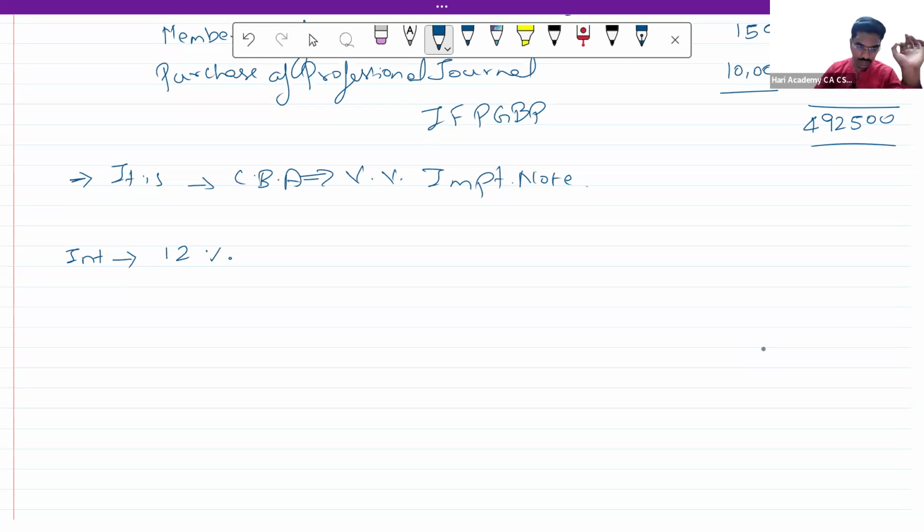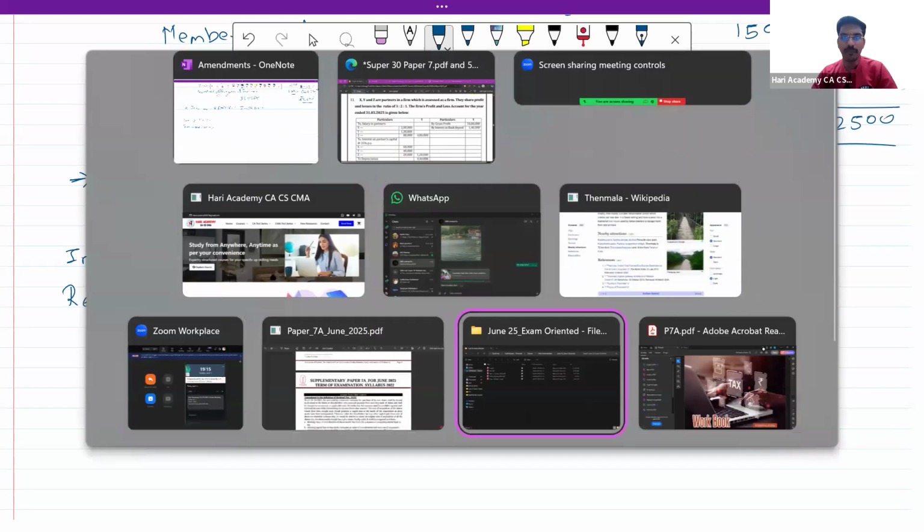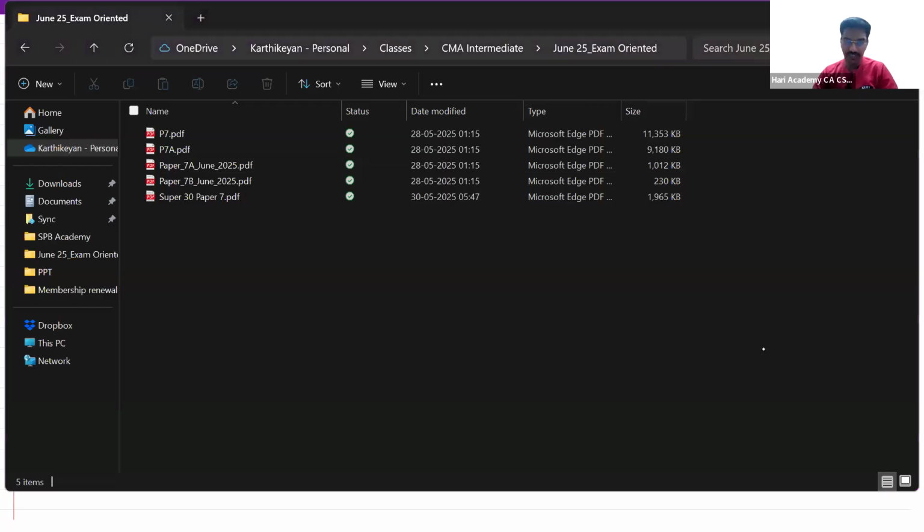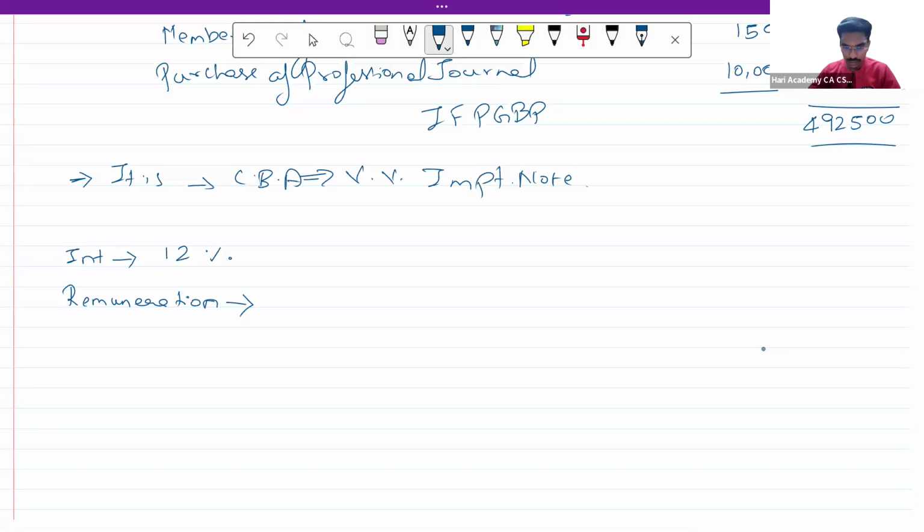Next point is remuneration. Remuneration, we have already seen the limits. We have seen the limits in the amendments video, where we have discussed that in great detail. That is also applicable only if it is allowed in the partnership deed. This is already there in the amendments video. You can go and check that amendments video.